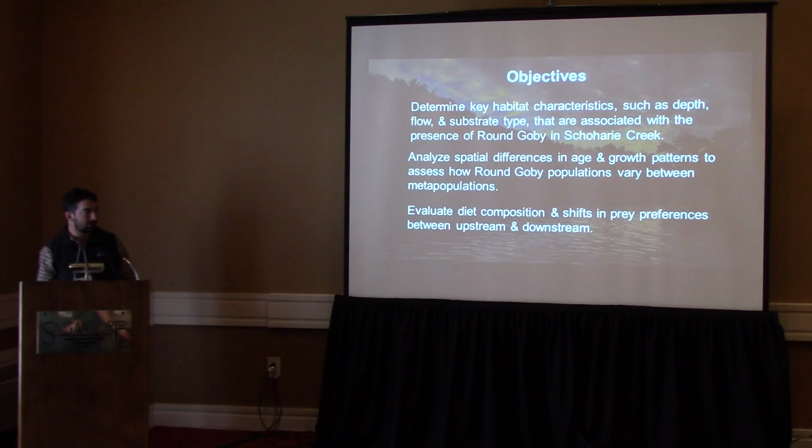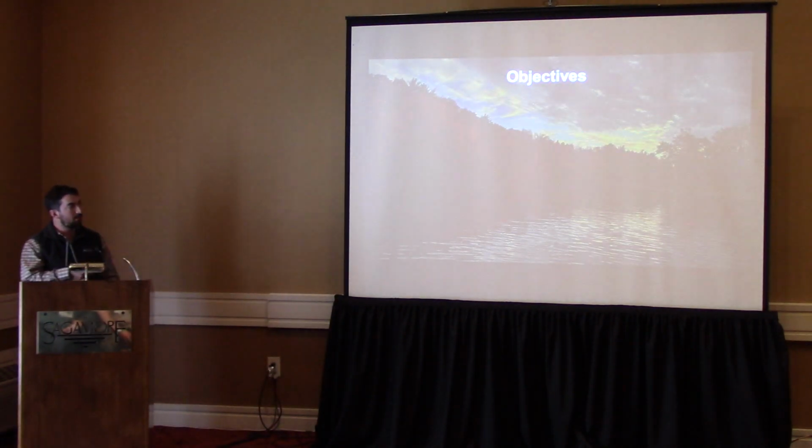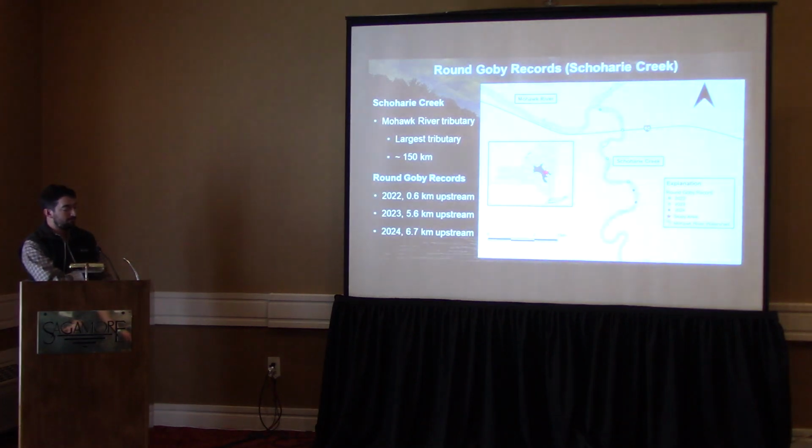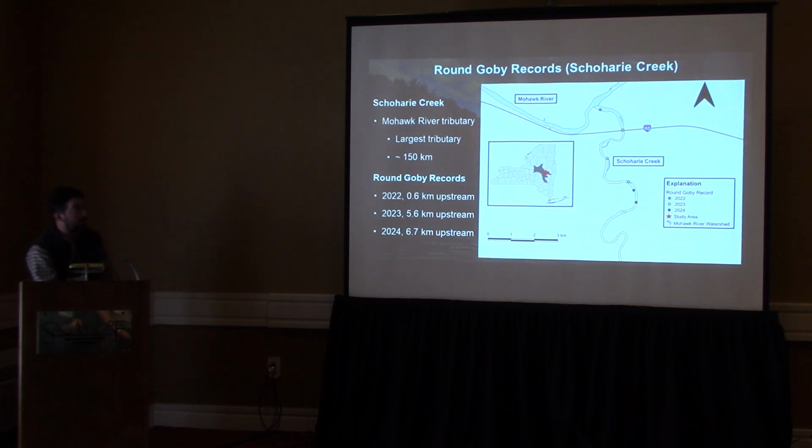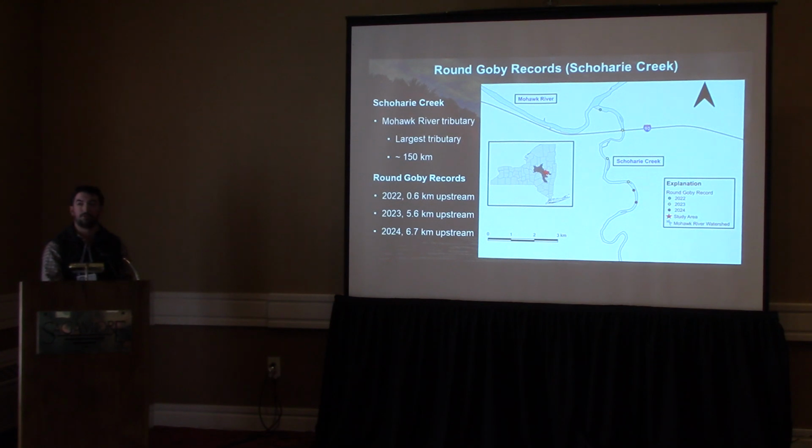That's the Schoharie Creek, so skip that. And there we go. Basically that cluster of points we've sampled for the past few years, and we can look at it a little closer now. The Schoharie Creek is the Mohawk River's largest tributary. It's about 150 kilometers long and originates in the Catskill Mountains.